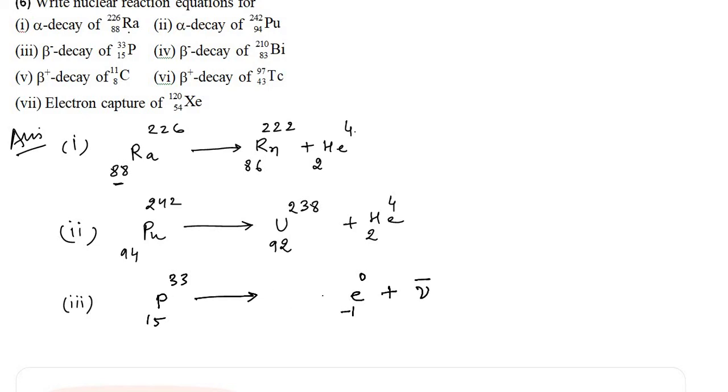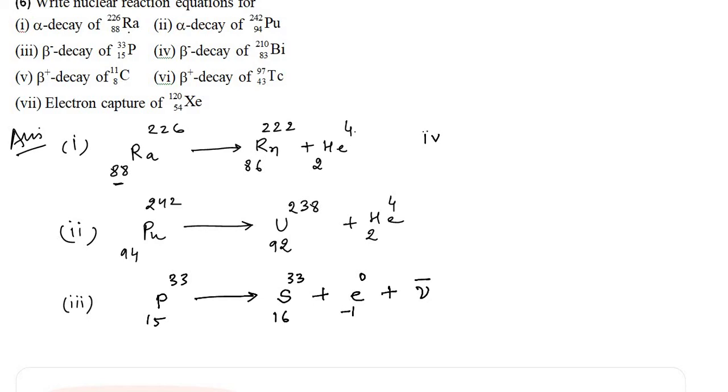So when beta minus decay takes place from a phosphorus atom, its atomic number increases by 1. So it will change to sulfur, and atomic mass will stay as it is, 33. So phosphorus changed to sulfur after beta minus decay.